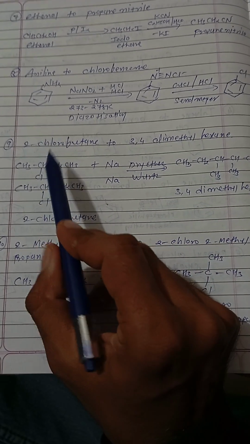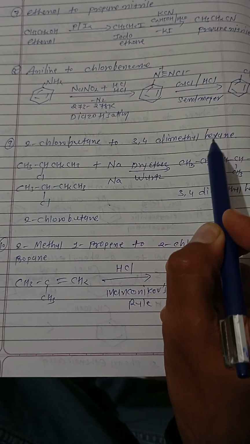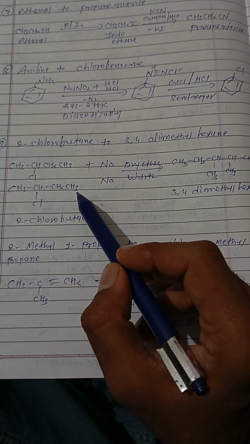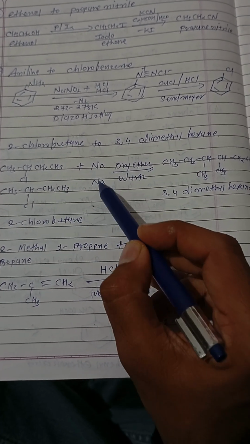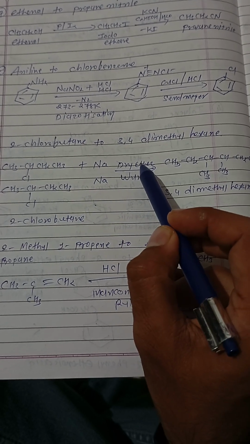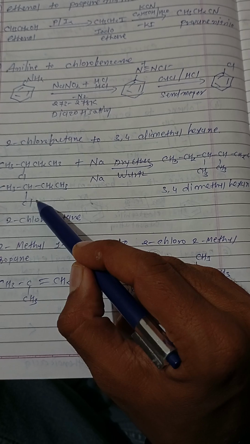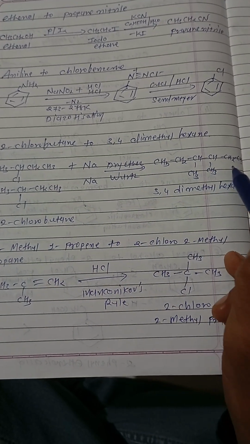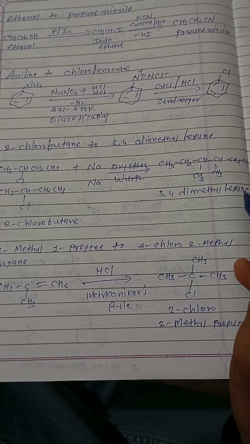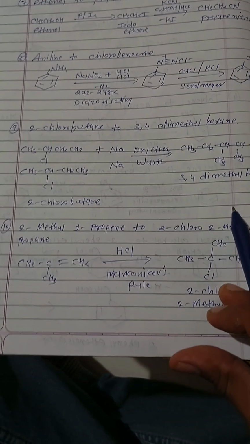Ninth one, 2-chlorobutane to 3,4-dimethylhexane. A simple reaction. We have 2-chlorobutane like this. In the presence of sodium metal and dry ether, this reaction is called the Wurtz reaction. We remove both chlorines with the sodium, and the remaining portions attach together, forming 3,4-dimethylhexane. So according to the Wurtz reaction, we solve this ninth example.